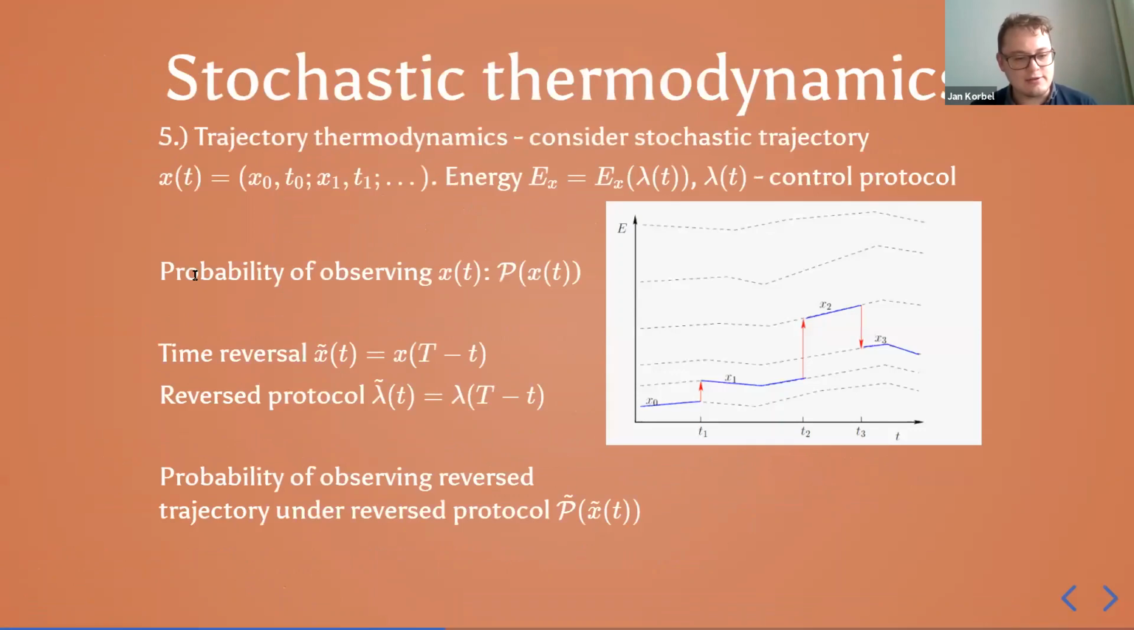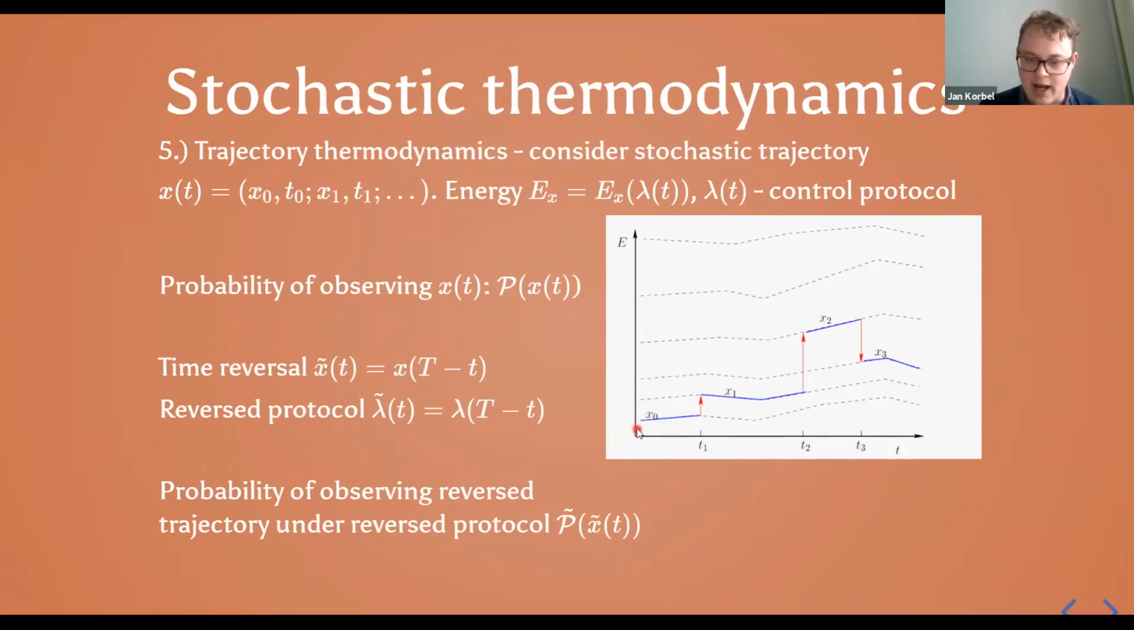So now let's do the last step, to consider not the thermodynamics for macroscopic quantities, but thermodynamics for the trajectory. So we have this stochastic trajectory, and it basically tells you that sometimes I stay in state zero, then I jump to state one, then I stay, then I jump to state x2, and then I jump back to x3. And these are the energy levels that can change in time due to some control protocol. That will then tell you how much work you can extract from this.